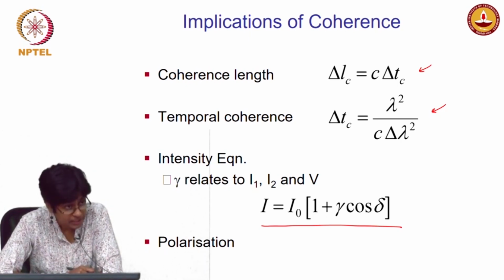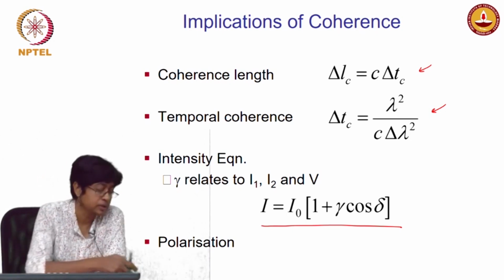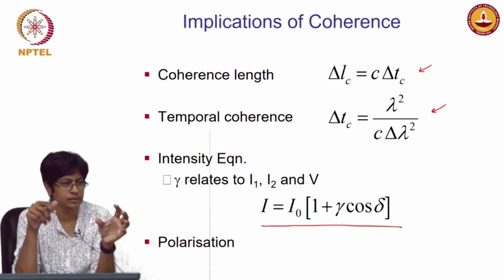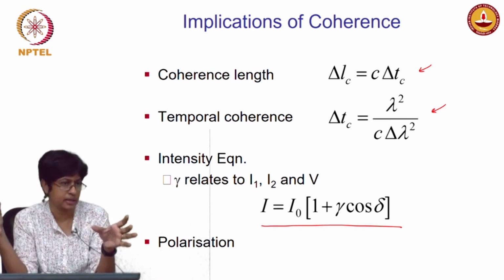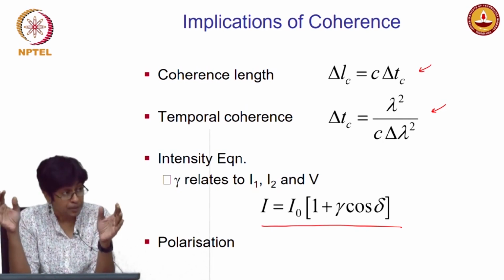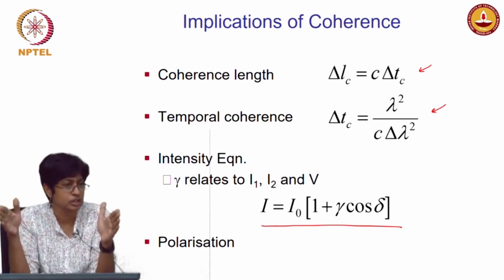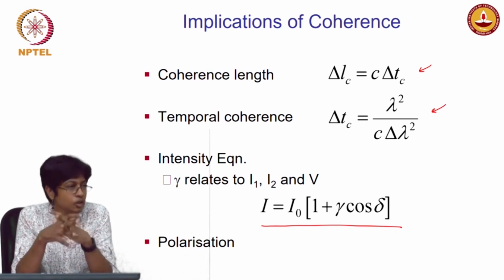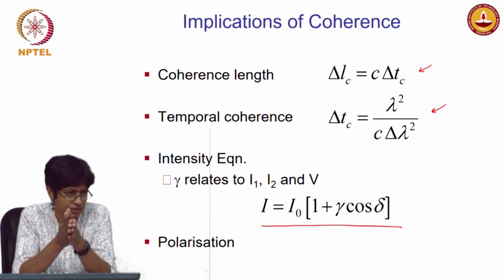One thing I haven't mentioned, but you need to take into account: I have just been talking about correlating an electric field at one point of space and time to an electric field at another point of space and time. But what needs to be taken into account is that the polarization of these two beams needs to be identical. So, what is polarization? It is the orientation of the electric field.